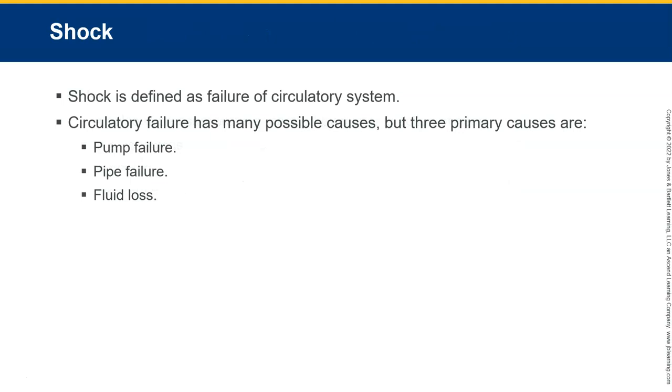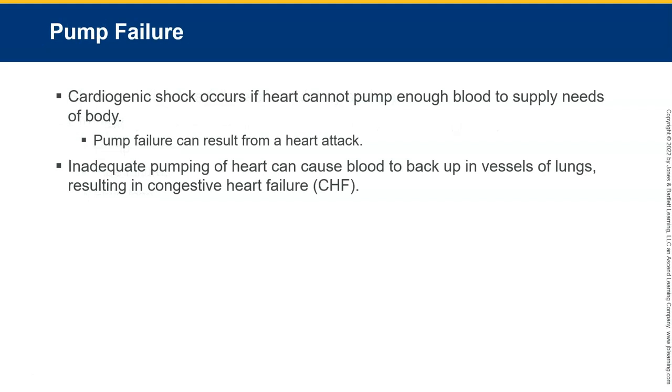So shock, we mentioned it, is defined as a failure of the circulatory system. Circulatory failure has many possible causes, but the 3 primary causes are going to be pump, pipe, and fluid loss. Pump failure, pipe failure, fluid loss. Now, cardiogenic shock, that's going to be pump failure. So it's when the heart can't pump enough blood to supply the needs of the body.